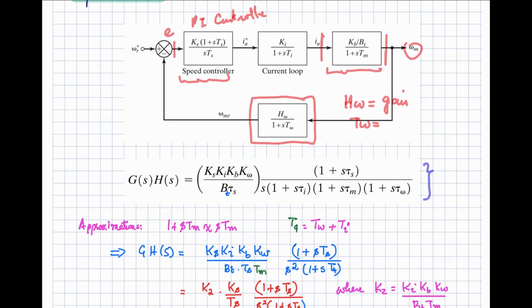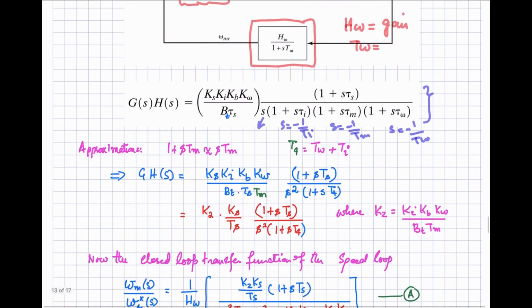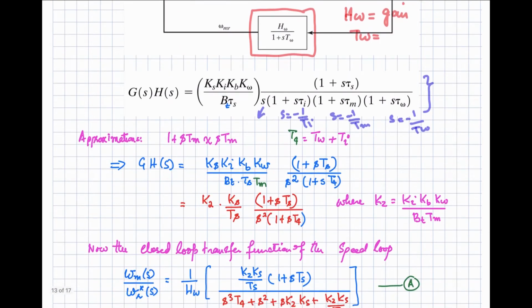Okay, so it's again a fourth order system. Here you can see one pole is at origin, the second pole is at -1 by Ti, the next pole is at s is equal to -1 by Tm, and the next pole is equal to -1 by T omega. So it's a fourth order transfer function. Again, by making certain assumptions, we can reduce the order over here. And what are those assumptions?